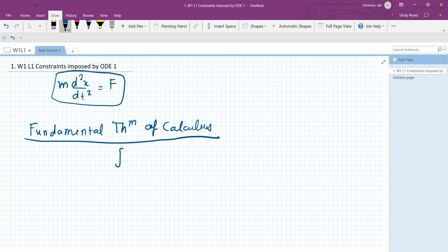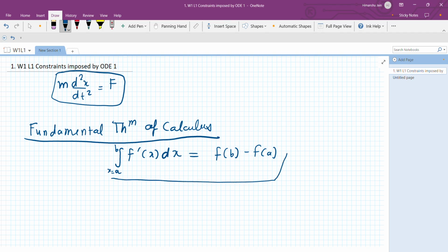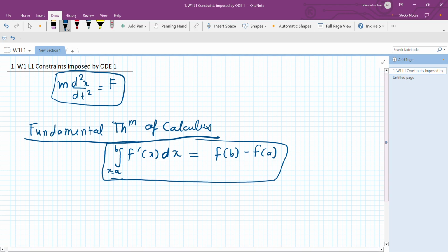So it says that the integral of the derivative of a function from x equal to a to b is the change of the function value at the endpoints of that interval. In mechanics, people would have seen this equation, integral of v dt, where v is the instantaneous velocity of the particle, and if we integrate the velocity from time t1 to t2, it tells us how much the object has moved from time t1 to t2.